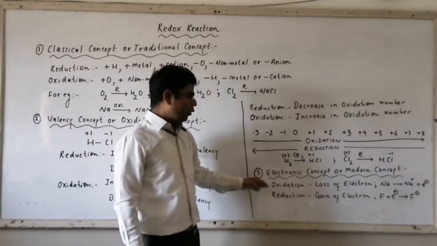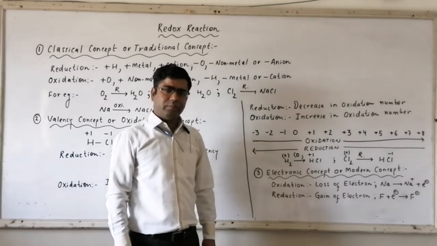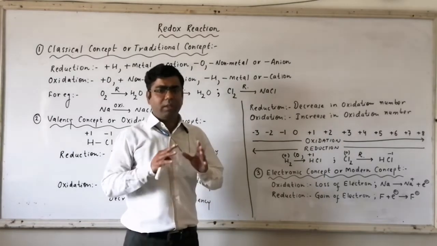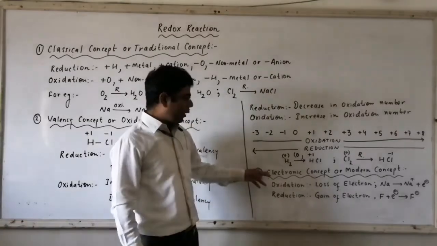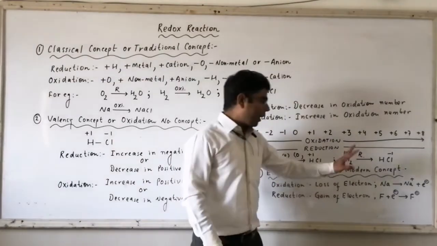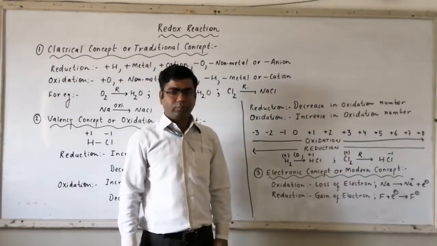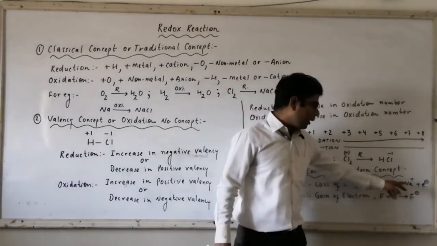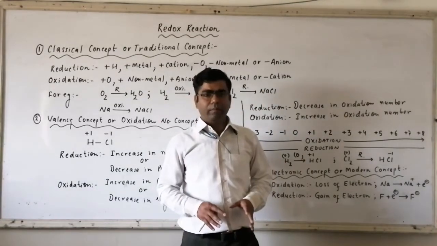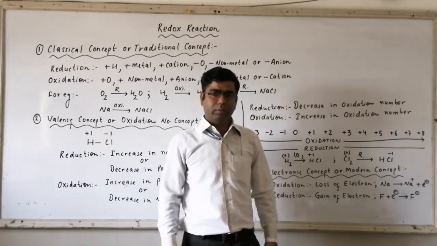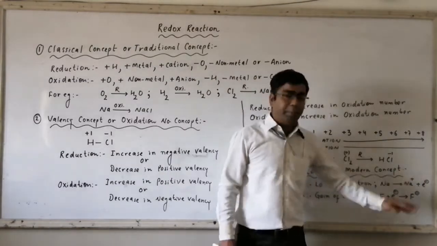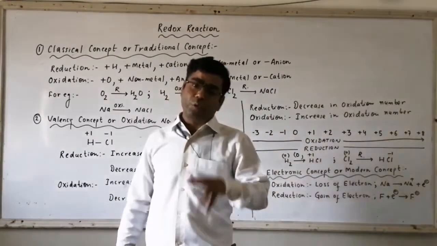Last one, the electronic concept or modern concept. The simplest concept for oxidation and reduction. According to the electronic concept or modern concept, what is oxidation? Loss of electron is called oxidation. So when Na gets converted to Na+, we observe loss of one electron. So when Na gets converted to Na+, this is called oxidation of sodium.